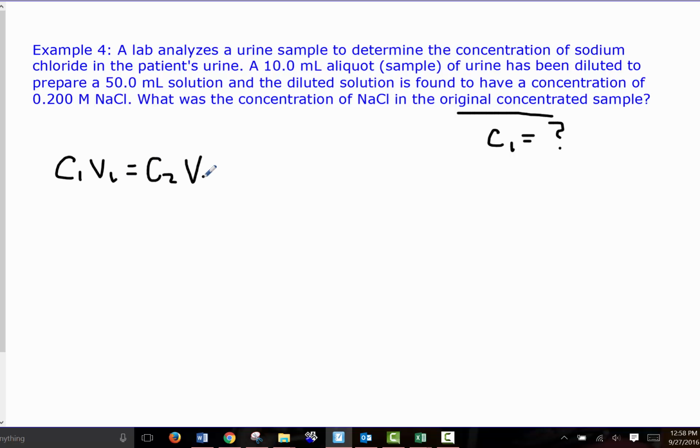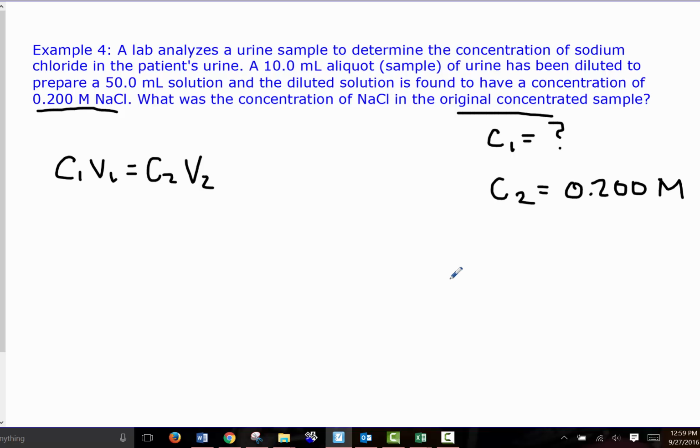And before we get going, we should identify which variables we have in our question. I'm going to write them off to the side because this question is a little bit more wordy. It's got a lot of information. So let's unpack it a little bit. We're looking for C1, that's the one we don't know. Well, what's C2? What was the final concentration after the dilution? Well, the question tells us after the dilution, the concentration of the solution was 0.200 moles per liter. So there's our C2. It's the only other concentration in the question.